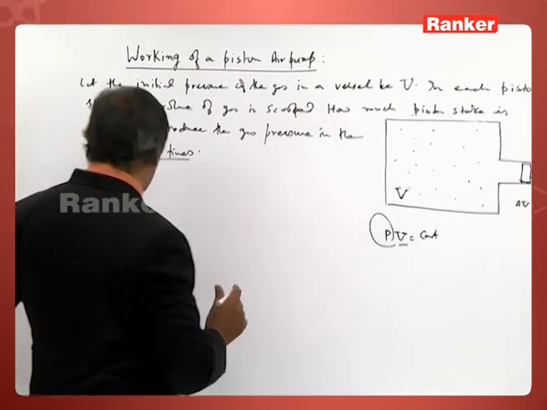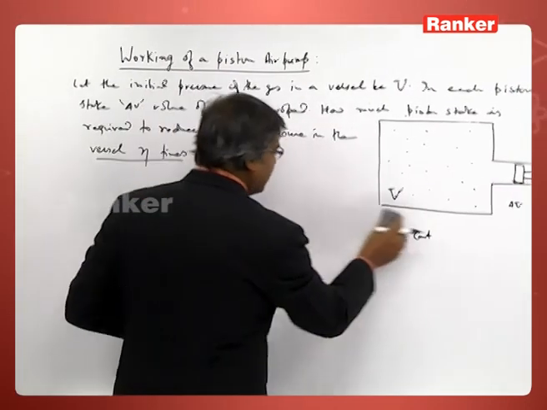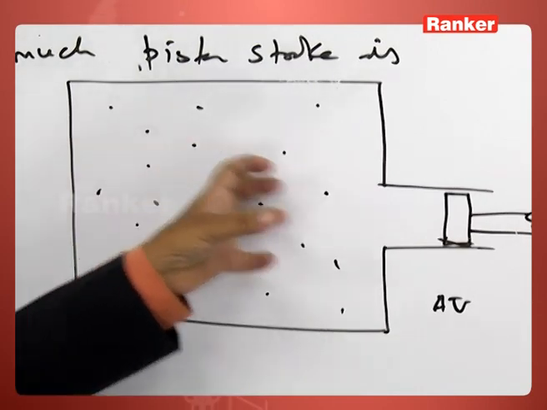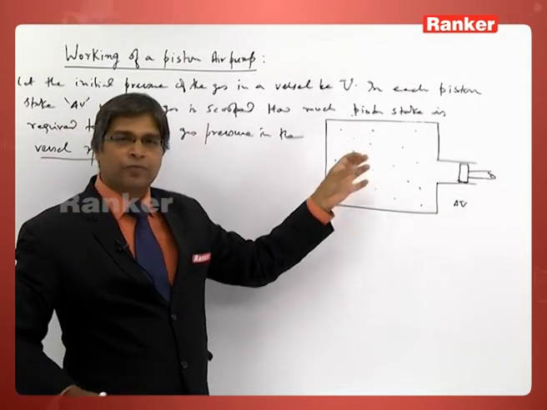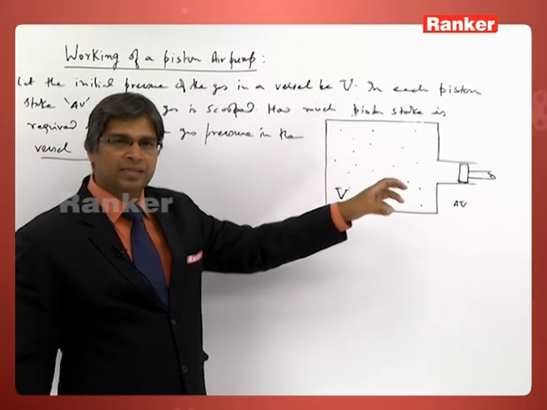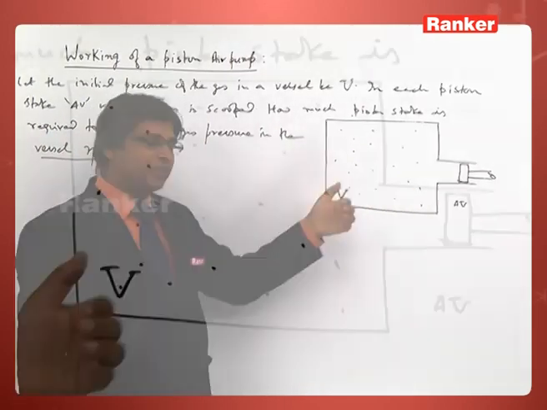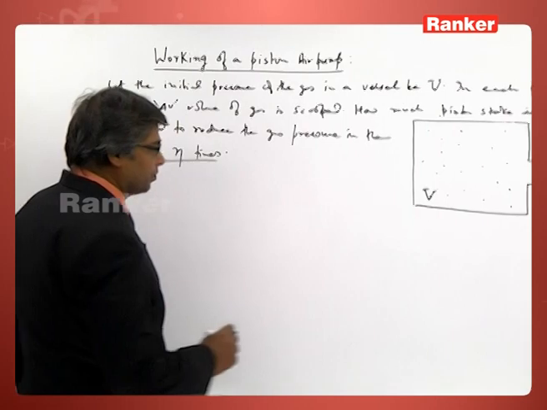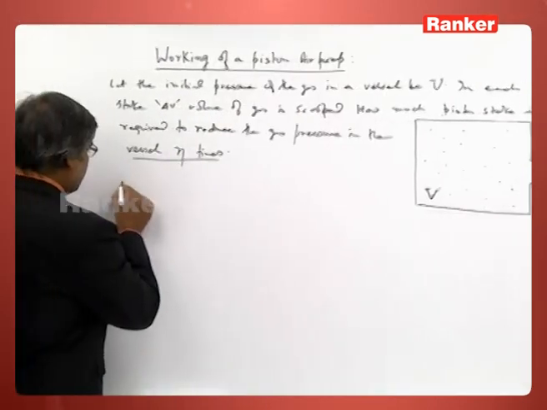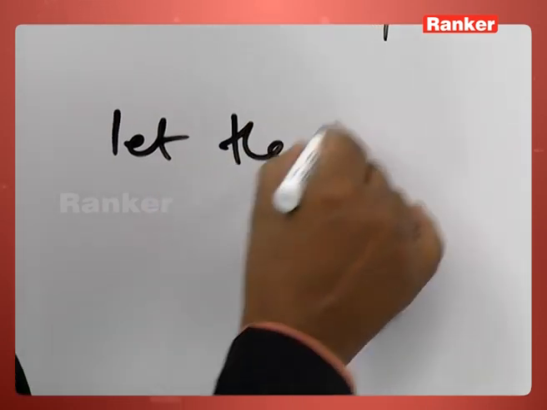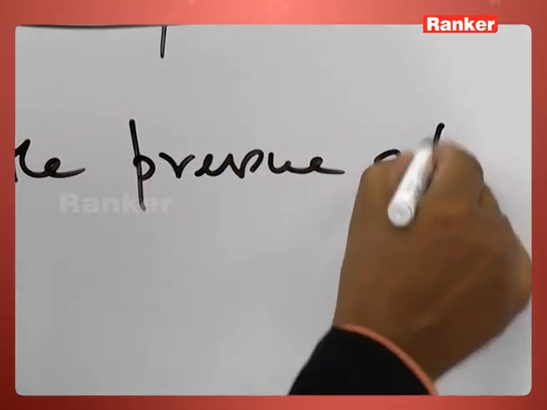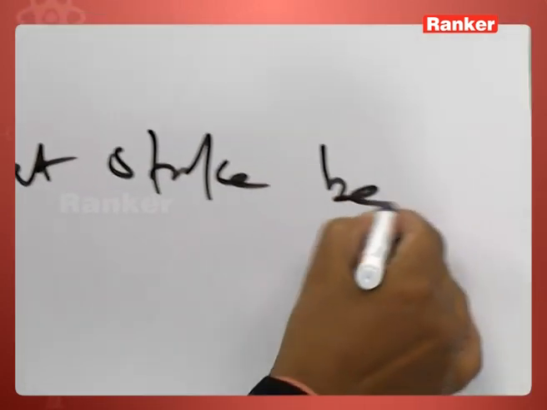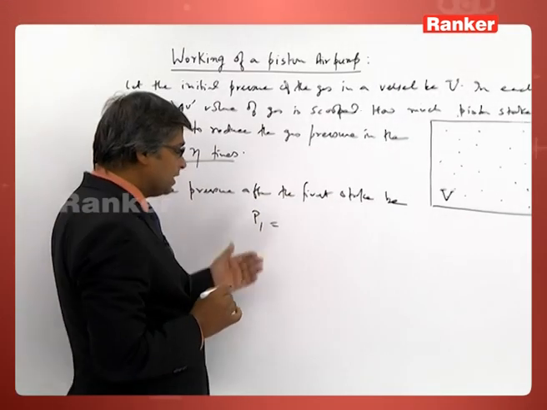So what is our strategy to solve this problem? When we scoop delta V volume, we take some of the gas. When we take some of the gas, its contribution, its partial pressure, is taken out. As a result, the total pressure is reduced. So let us see how we can do it. So the total pressure is P0. Let the pressure after the first stroke be P1.